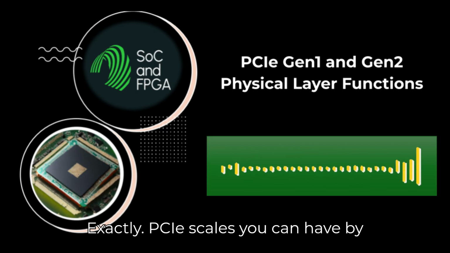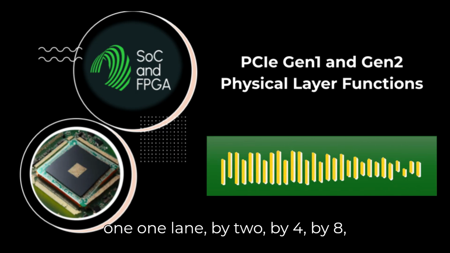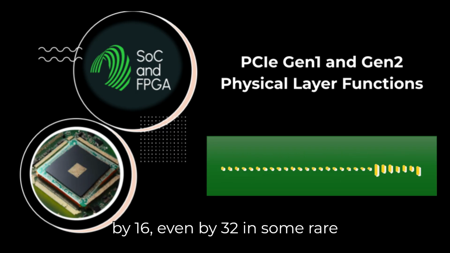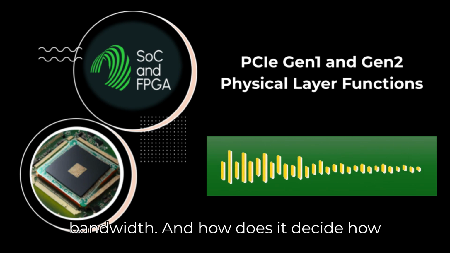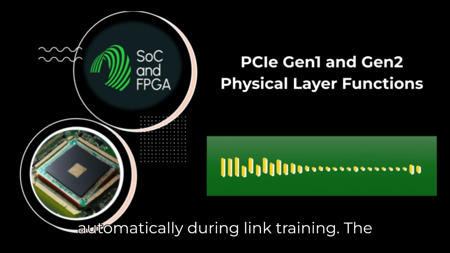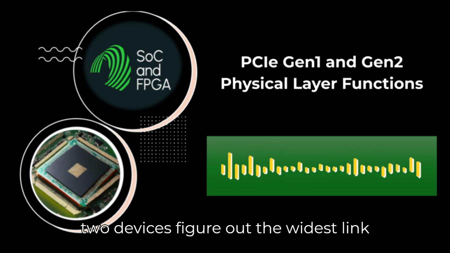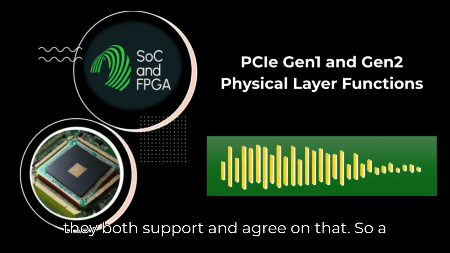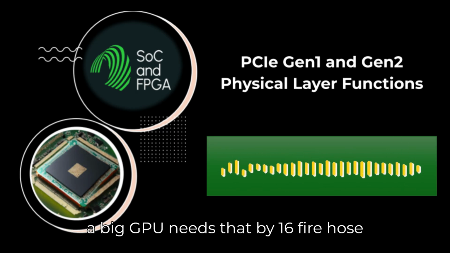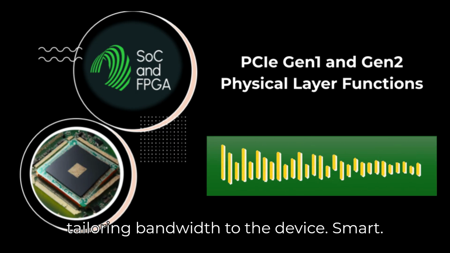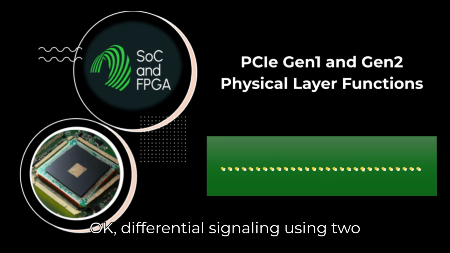Exactly. PCIe scales. You can have x1 lane, x2, x4, x8, x16, even x32 in some rare cases. More lanes mean more potential bandwidth. And how does it decide how many lanes to use? That's negotiated automatically during link training. The two devices figure out the widest link they both support and agree on that. So a simple network card might use x1, but a big GPU needs that x16 fire hose. Tailoring bandwidth to the device. Smart. Right. Okay, differential signaling.